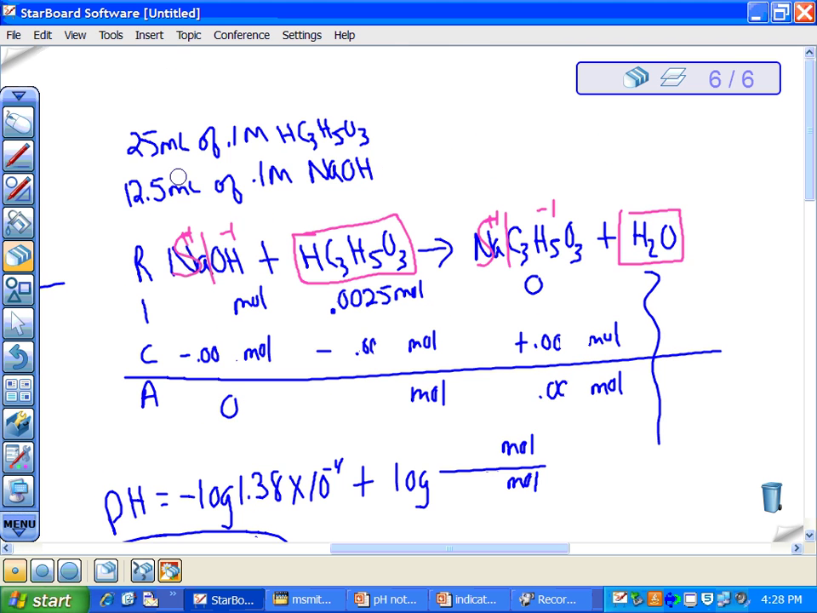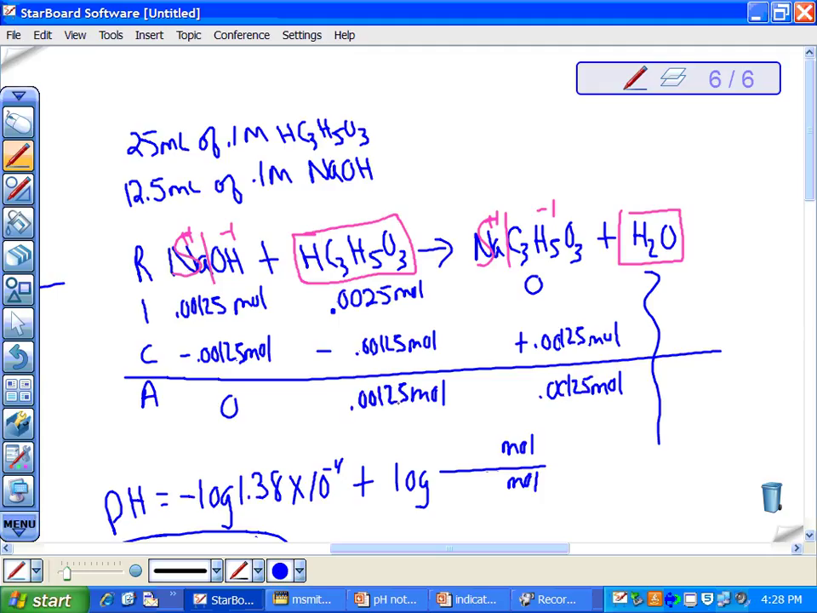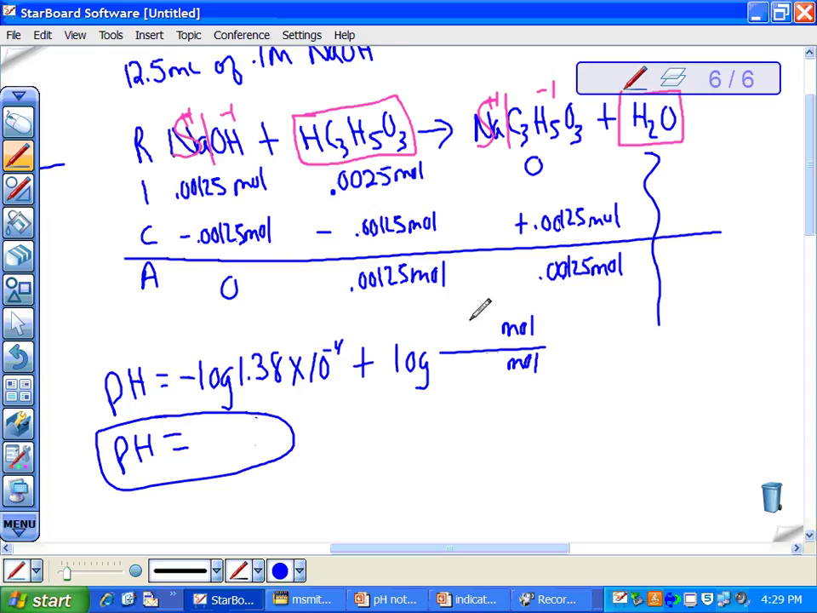Alright, at 12.5, you would have 0.00125 moles of NaOH. That would be how much we would subtract, and that's how much would get added over here. So not looking hugely different, same thing going on, just my moles change. But here's what I wanted to point out. Your base would be 0.00, and here's your acid. What do you notice here?